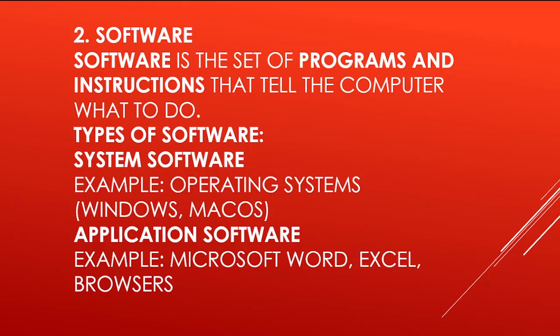Examples like Windows, macOS. We have different types of operating system, like Linux too is also an example of an operating system. Then we have application software. Examples of application software, we have Microsoft Word, Excel, and browsers.